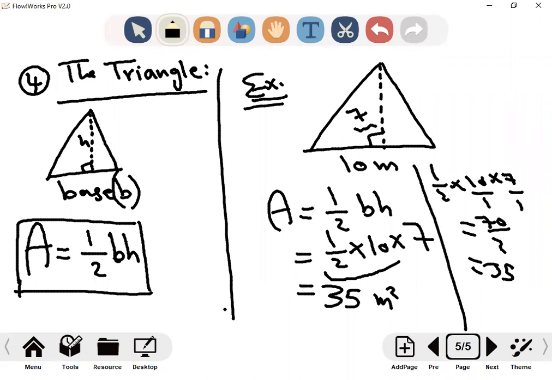This is the triangle, guys. And we will move to the last one, which is the trapezoid. So try to finish writing it quickly. So we will go to the trapezoid together.